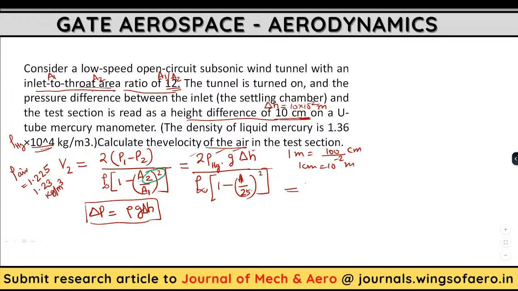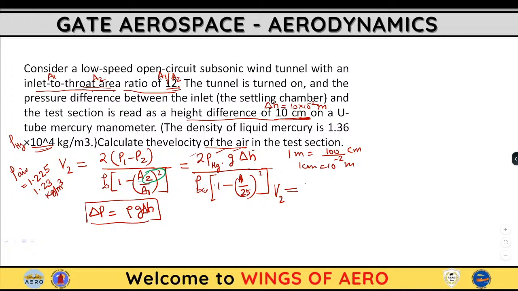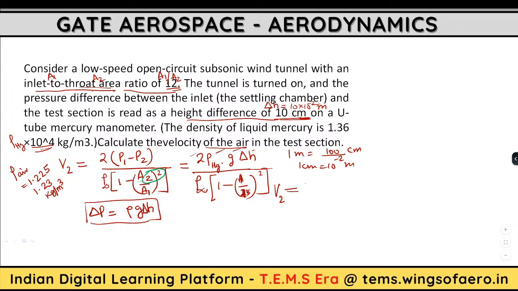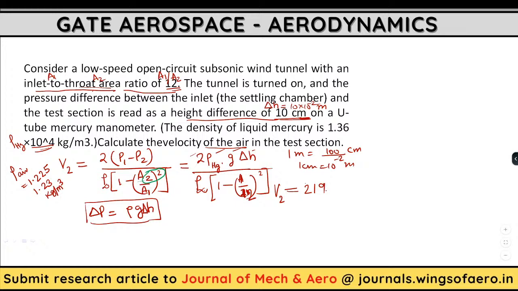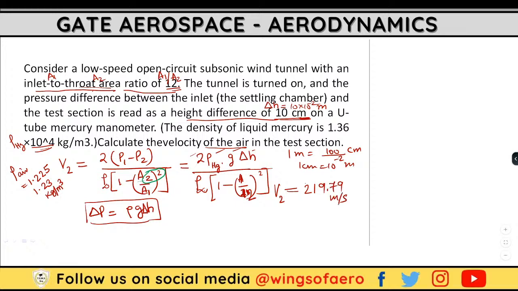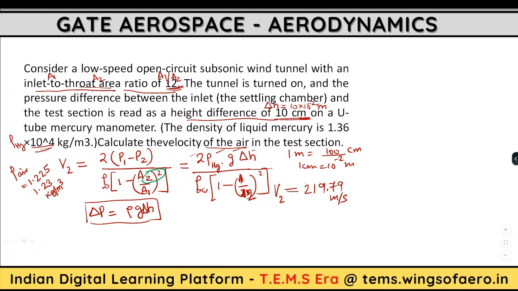So I hope all of you got the answer. Let me know the answer. Ma'am, will you please tell me how this contraction ratio comes out to be 1 by 25? Oh sorry, it is 12. Ma'am, the answer is 219.79 meter per second. Okay. So secondly I put 25, but here they have given 12. So it will be 12 only, not 25. Thank you for telling that.